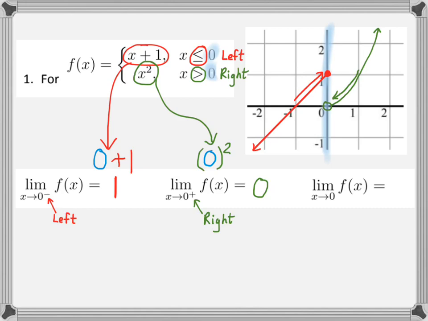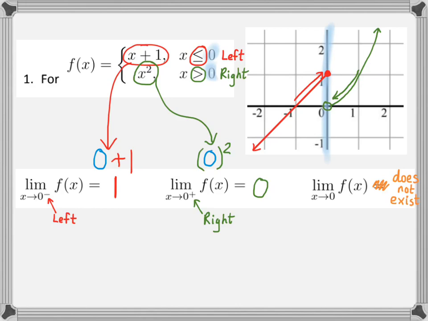Okay? So then, what is the overall limit as x approaches 0 of f of x? Think about it for a sec. What would you say? This limit does not exist. So notice I crossed out the equal sign because you can't be equal to a set of words. Technicality. This limit does not exist. Why? Because 1 is not the same as 0.